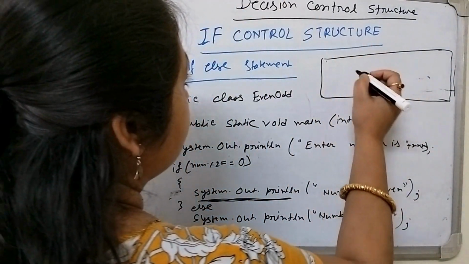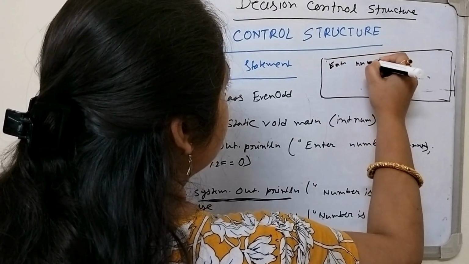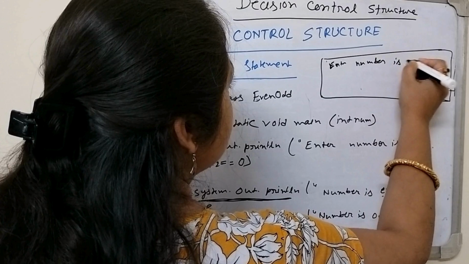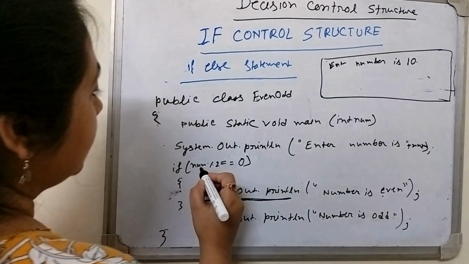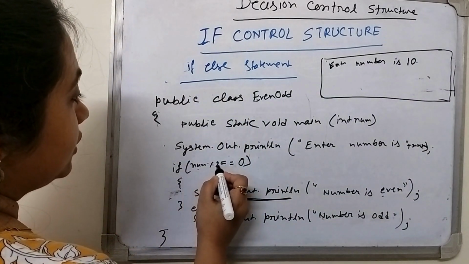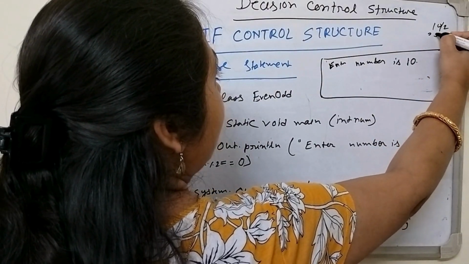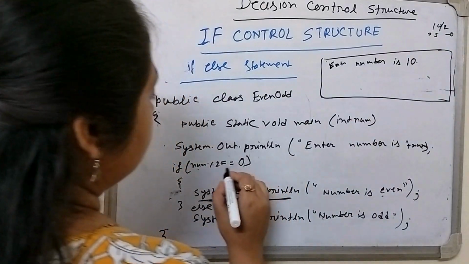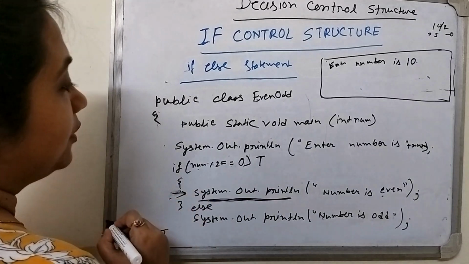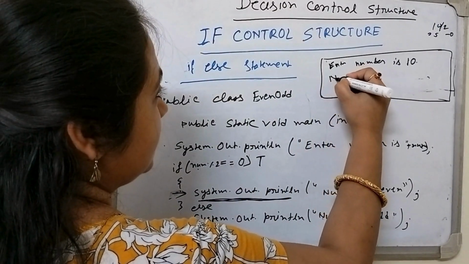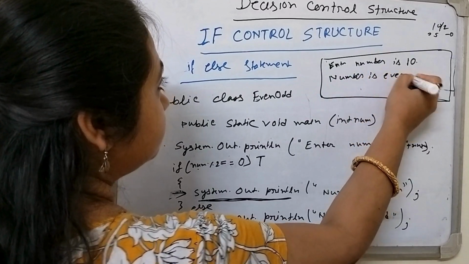So after the execution, an output screen will be generated. Suppose we have entered a number. Enter number: what is the number? Suppose we input 10. So here number is 10. 10 modulo 2 equals 0. That means if 10 is divided by 2, the result is 5 and the remainder is 0. So the condition will be true, which means this portion will be executed. So we will see the output that number is even.